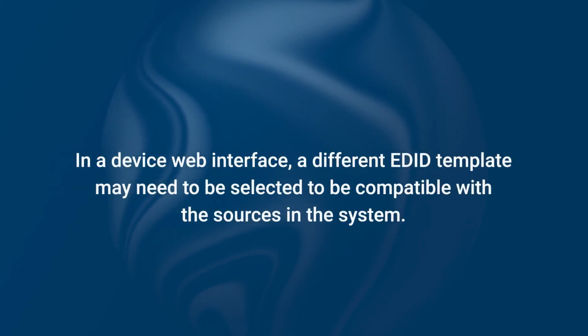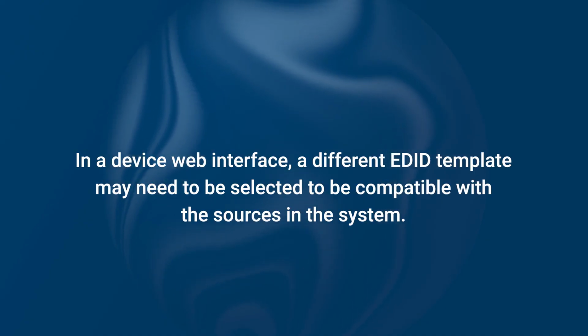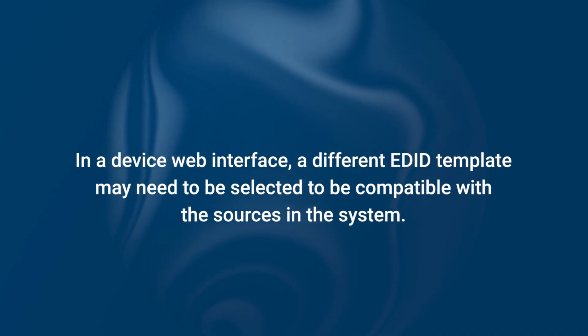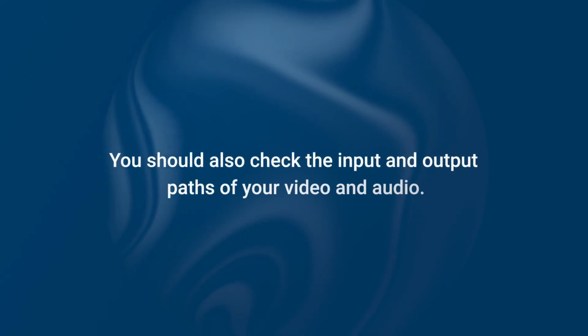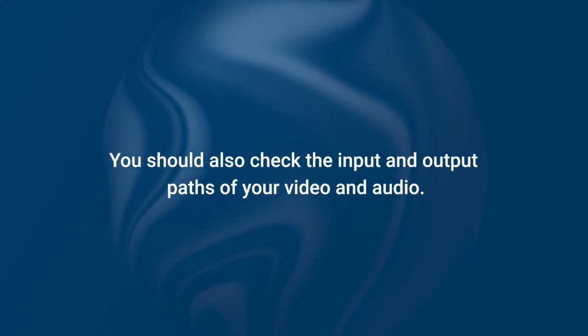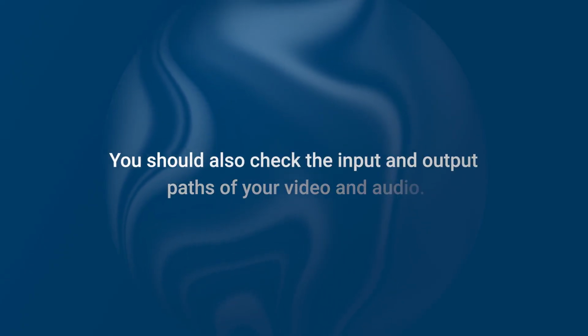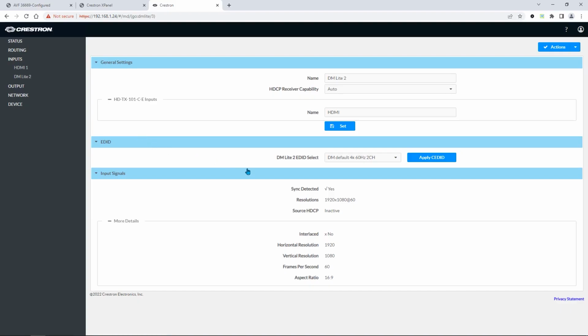In a device web interface, a different EDID template may need to be selected to be compatible with the sources in the system. You should also check the input and output paths of your video and audio. As we can see here, video and audio are being detected in the inputs of the DMPS Lite switcher that has built-in AV Framework functionality.